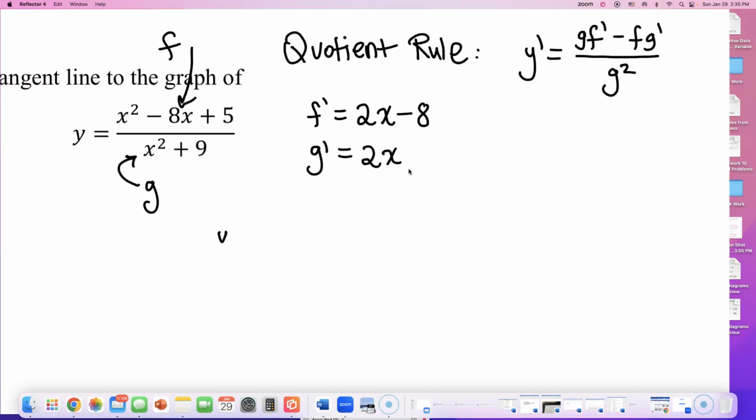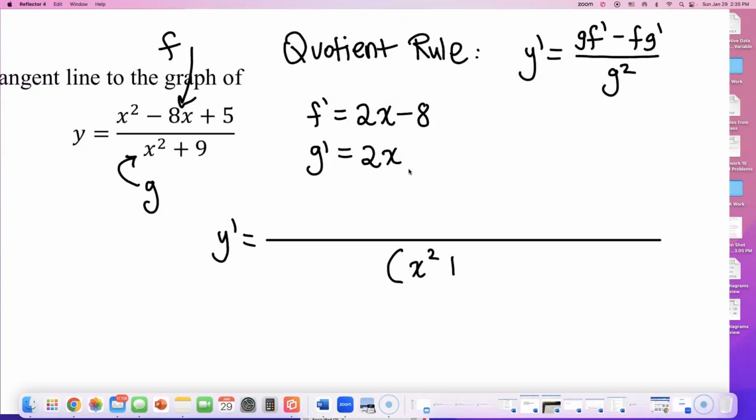Now let's put this together in a nice quotient rule. The bottom of the fraction will be g squared. So that will be x squared plus 9, the original denominator simply squared. Okay? All right, now the top of the fraction, and that's the tricky part. So I start with g, what used to be the original bottom of the fraction. So put that up top first. So I'll say x squared plus 9. And we multiply that by f prime, which is right there. 2x minus 8. Write the minus sign.